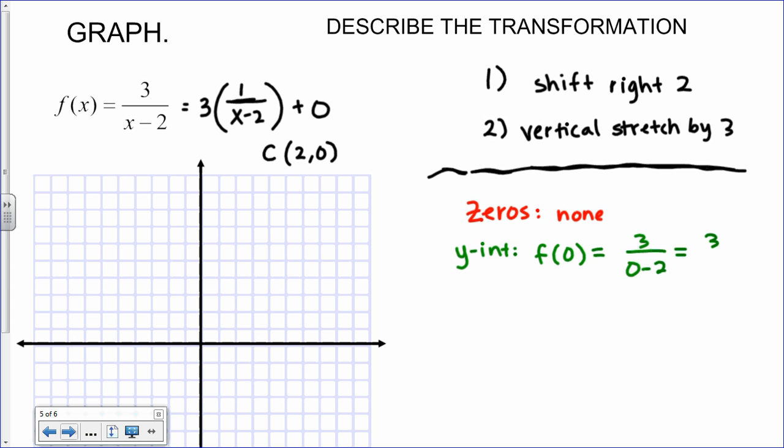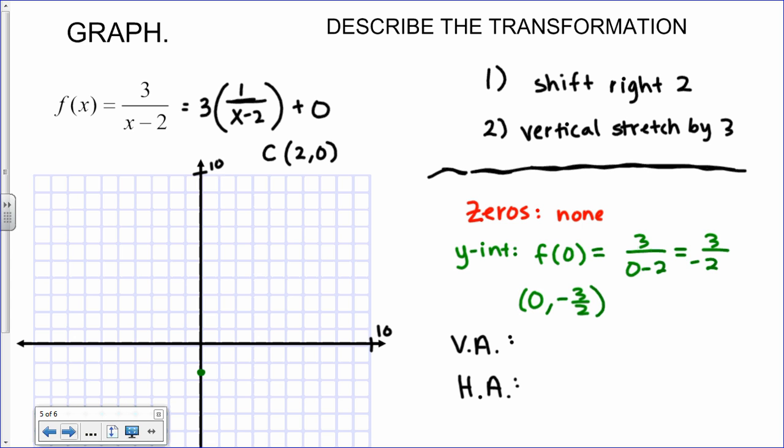So that's 3 over negative 2. So 0, negative 3 halves. Then you want to find your asymptotes, your vertical asymptote and your horizontal asymptote. I can go ahead and graph 0, negative 3 halves. So, right here.